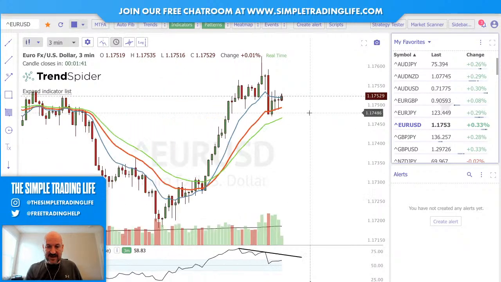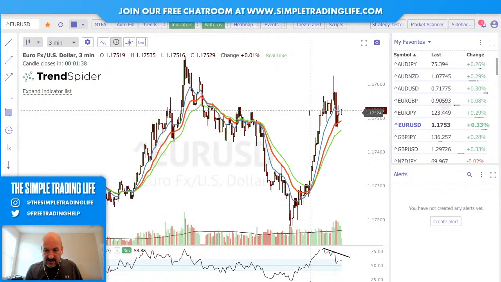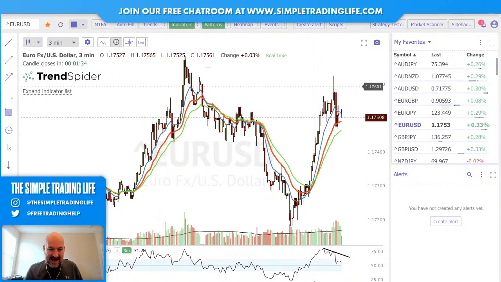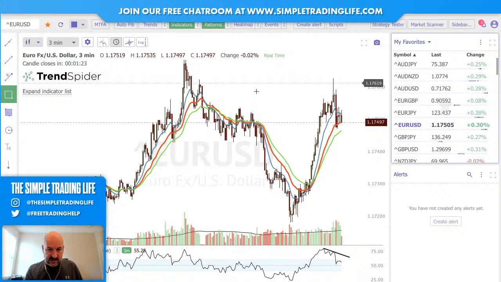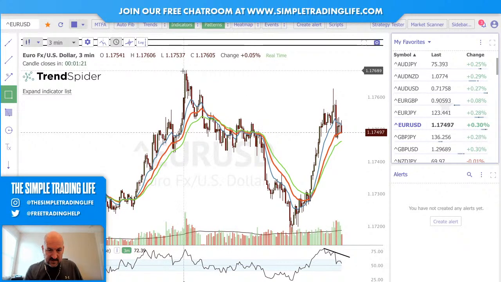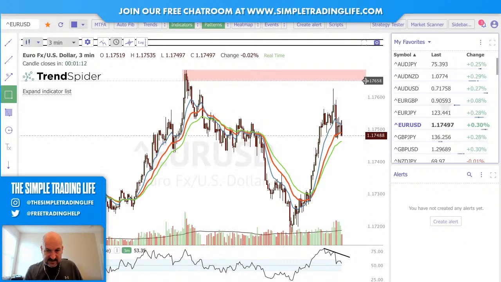So let's scroll back out. Let's look. All right, if that happened, now we do have this big wick right now. If that happened, we would probably be targeting right up here. Let's draw it in with our rectangle tool. We would be looking at a possible resistance area up around here.